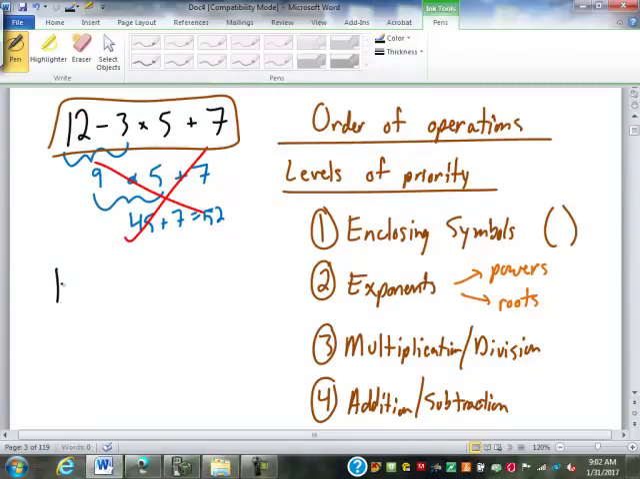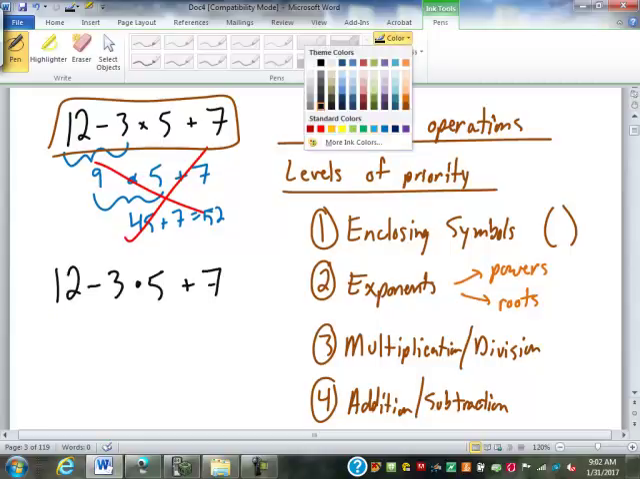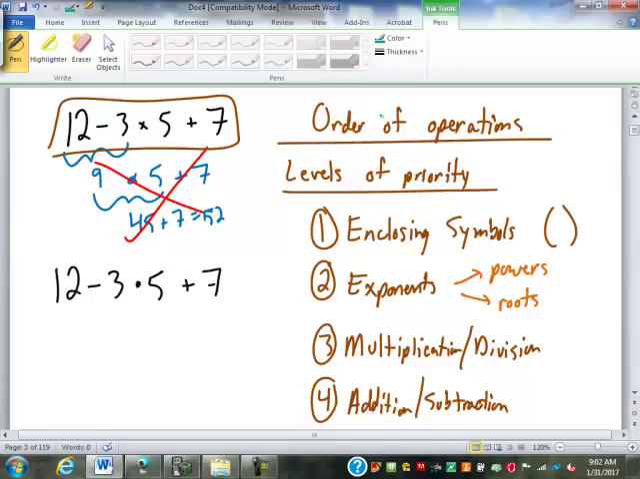So back to our original problem here. Looking through, are there any enclosing symbols? No. Exponents? No. Multiplication and division? You bet, right here, 3 times 5. Now I get asked all the time, is that 3 times 5 or is that negative 3 times 5? And the answer is yes. It can be either.